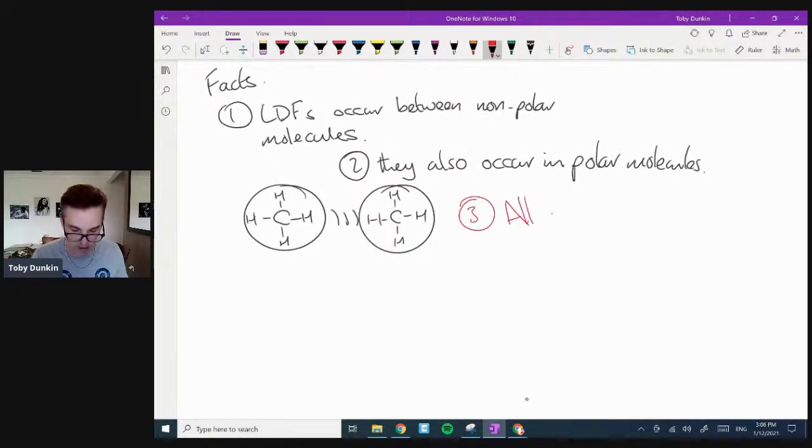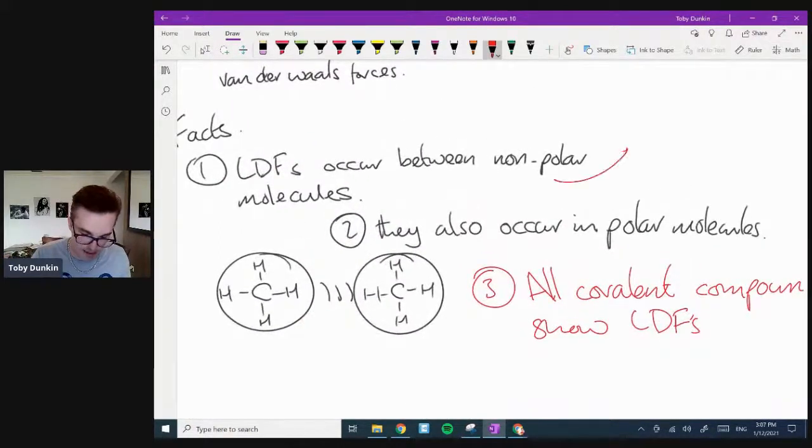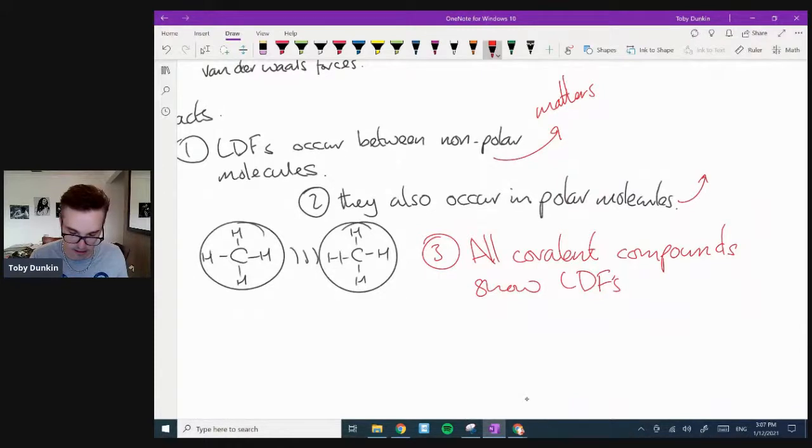All covalent compounds, and you guys know that I mean simple, all covalent compounds exhibit LDFs. Now, this is really confusing for students because they're like, hang on a sec, so why did you bother giving us the first two? Because what this means is in this one here, it matters, whereas in this one, it doesn't matter.